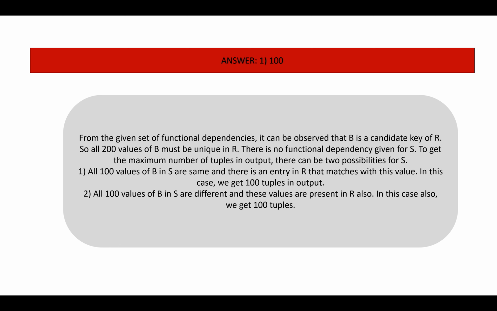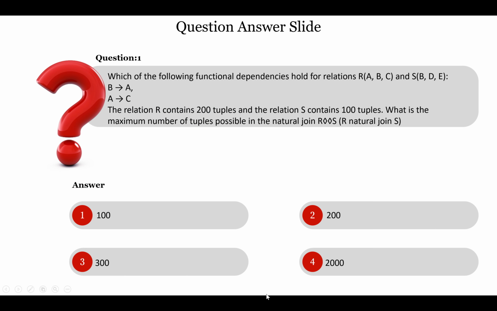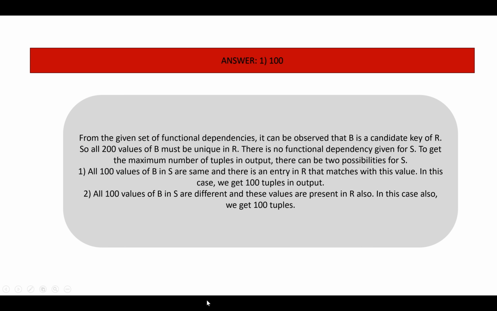The first one is all 100 values of B in S are the same, and there is an entry in R that matches with this value. In this case, we get 100 tuples in output. And the second case, all 100 values of B in S are different and these values are present in R also. So in this case also we get 100 tuples. So the correct answer for this is the first option, 100.